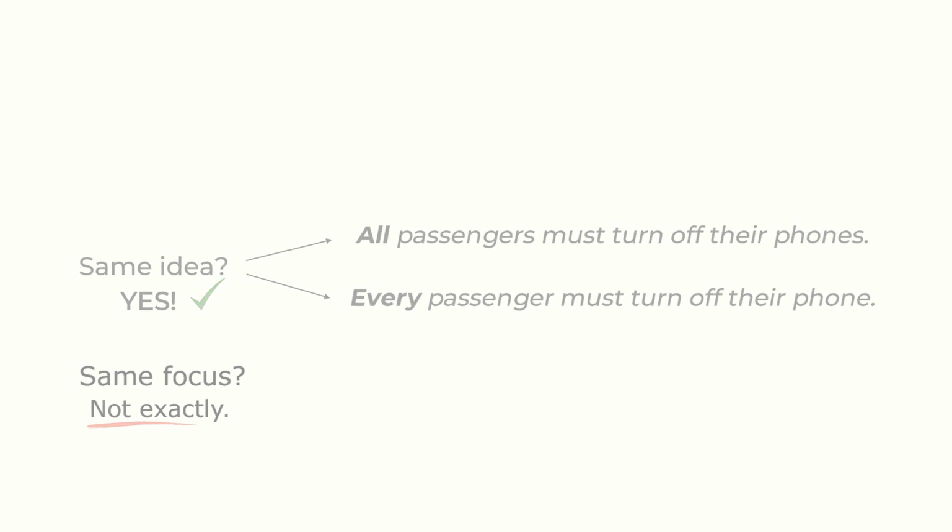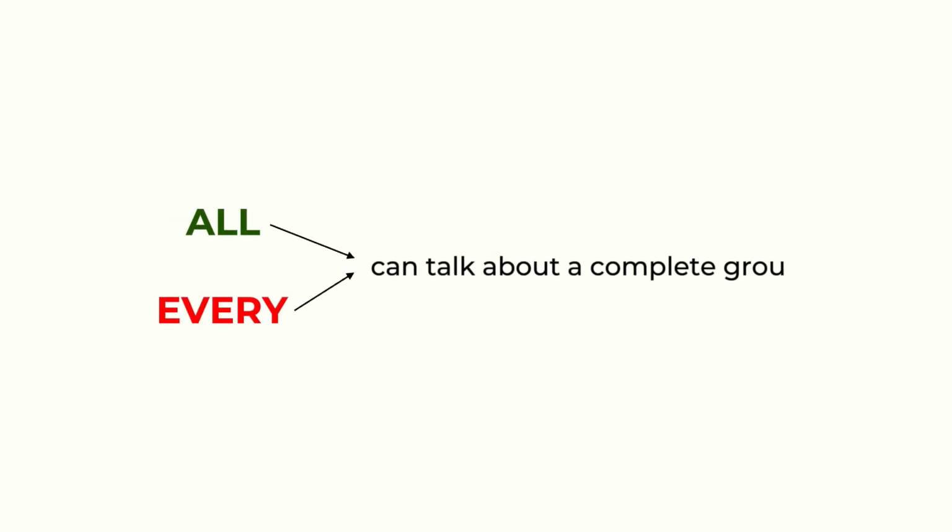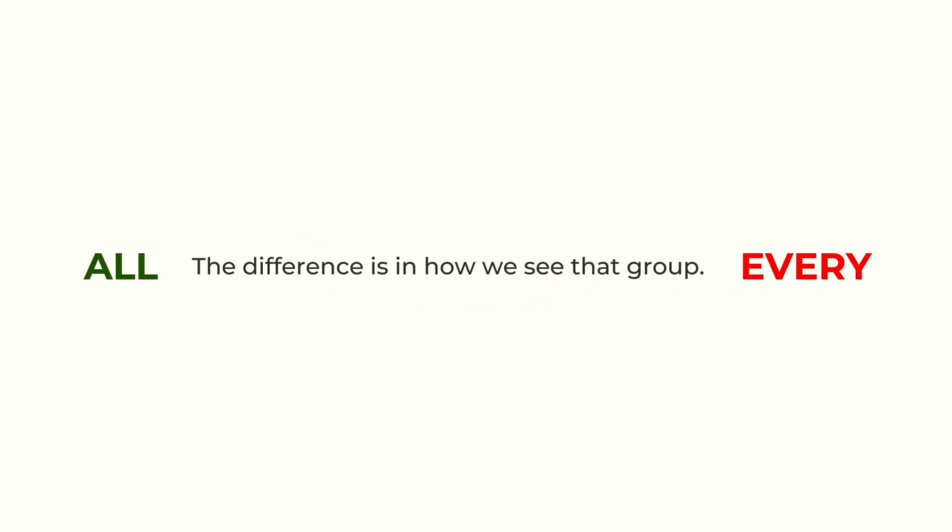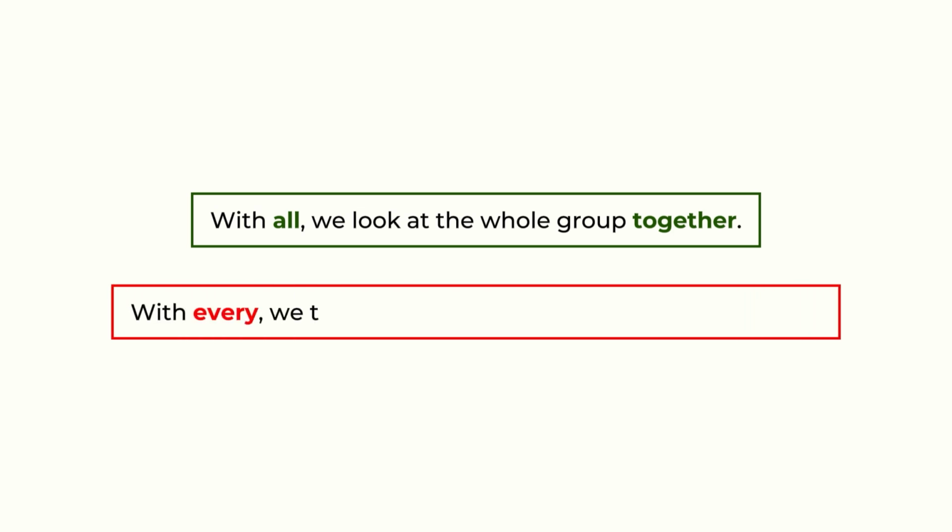The basic idea. Both all and every can talk about a complete group. That is why both are sometimes translated as all. But the difference is in how we see that group. With all, we look at the whole group together. With every, we think about each member inside the group. So the meanings are close, but the perspective is different.